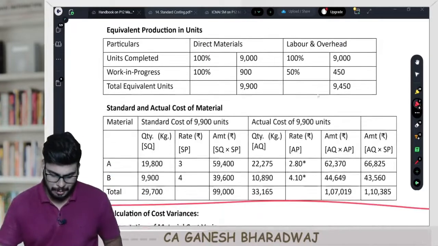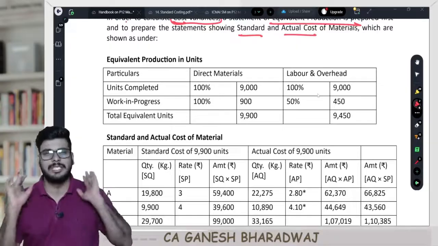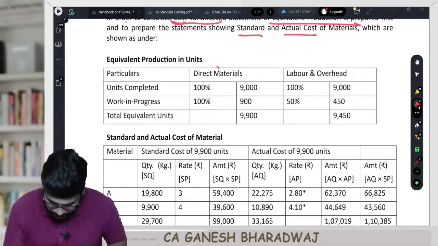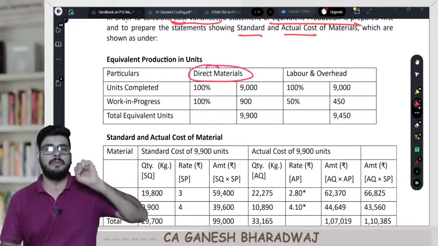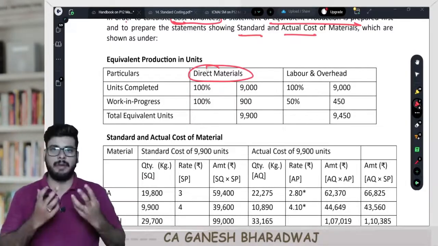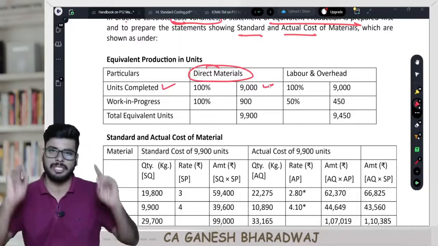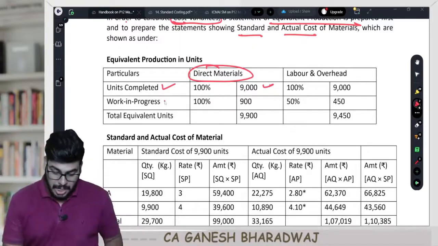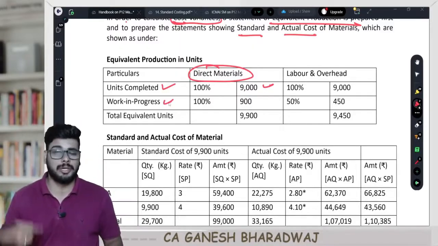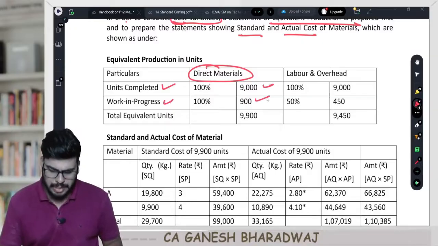So basically, statement of equivalent production, what they have done, simple, guys, do not worry about it. Now I have consumed raw material A and B. Using raw material A and B, totally how many units got produced? Units completed, 9,000 units definitely got completed. Now I also produced the closing WIP.